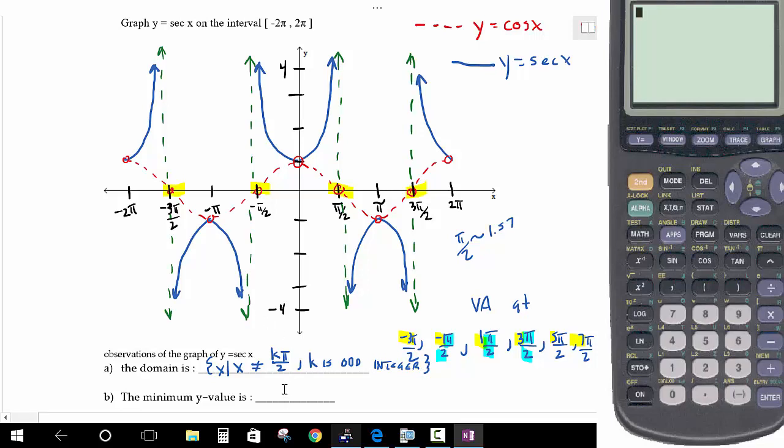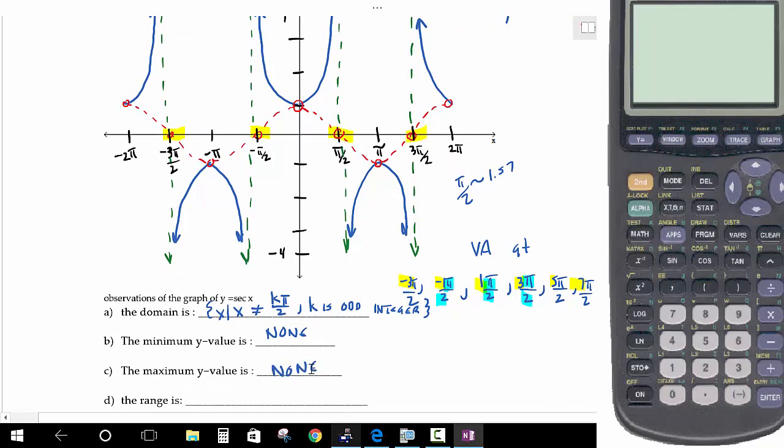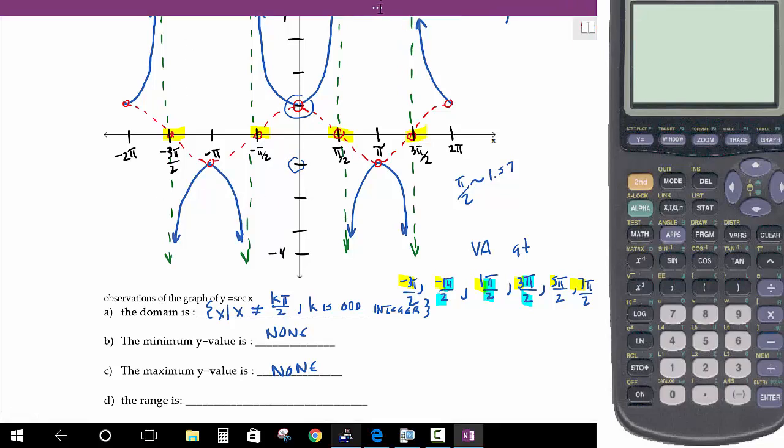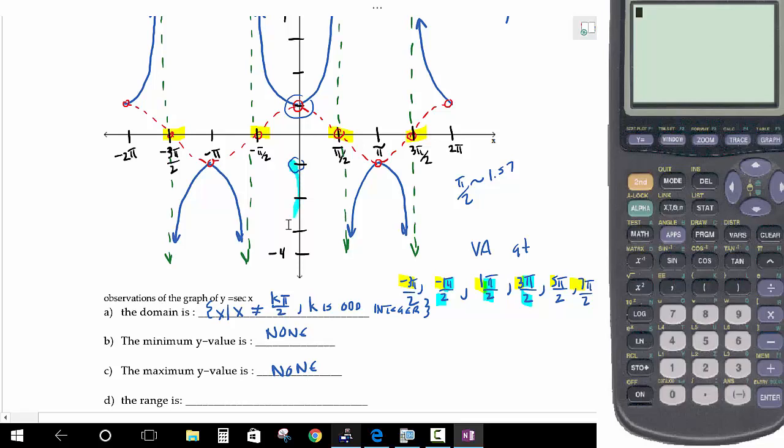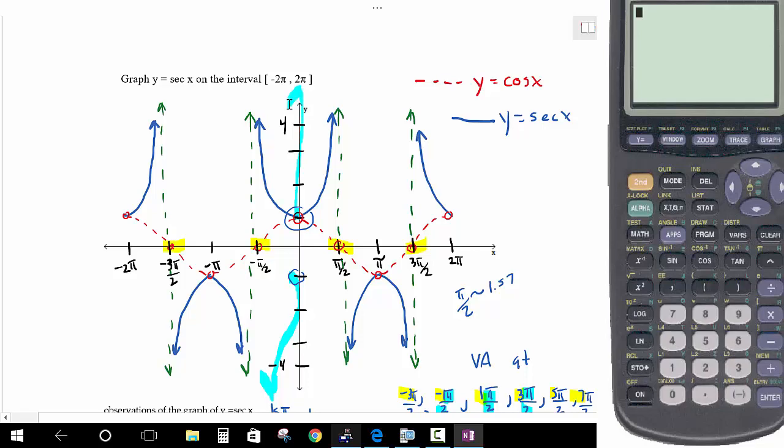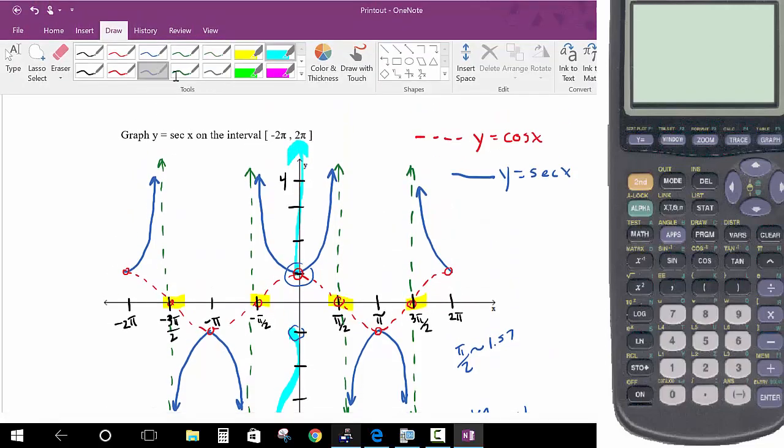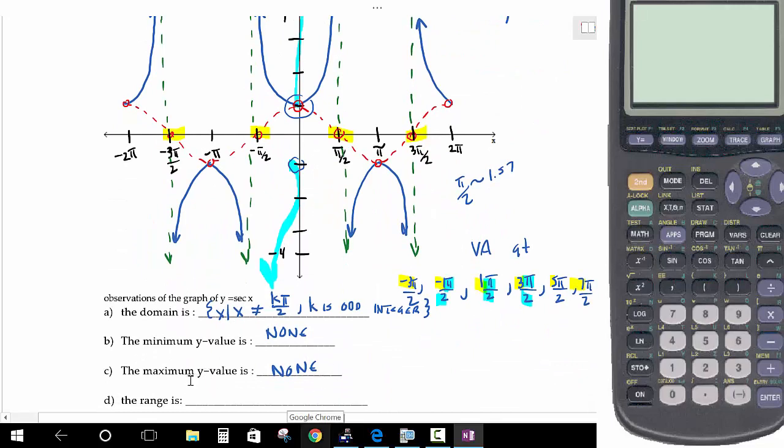Now minimum value: if you look at your graph, there is no minimum value. There is no maximum value, because again, we're looking at the U shape there. The range is y values smaller than negative 1, and y values bigger than positive 1. So you're ranging from here below, and you're ranging from 1 and above on the y-axis. When we write a range, we can write this one of two ways. We could write the set of y such that y is less than or equal to negative 1, or y is greater than or equal to 1. Or we could use interval notation: negative infinity to negative 1, including the negative 1, and then 1 to infinity. That's how that would get put together.